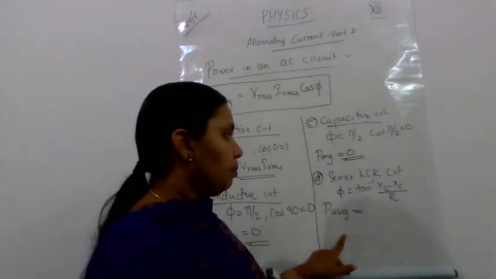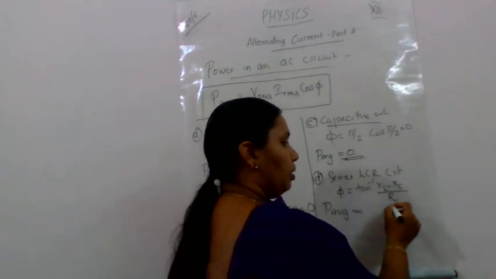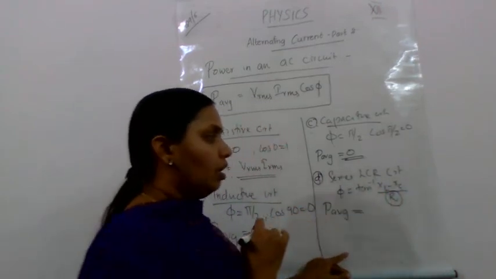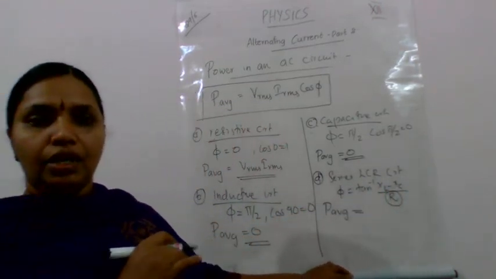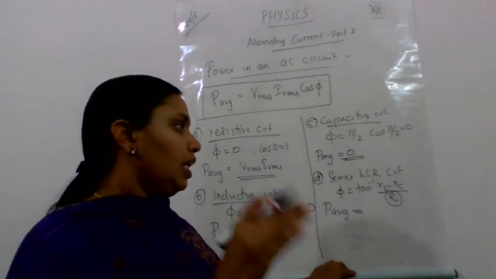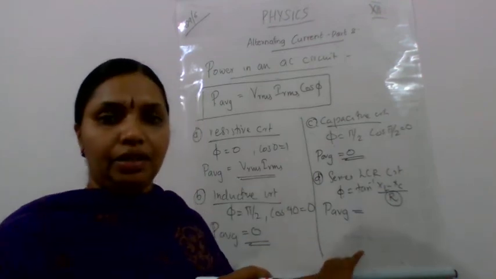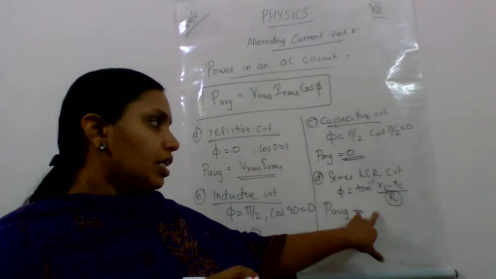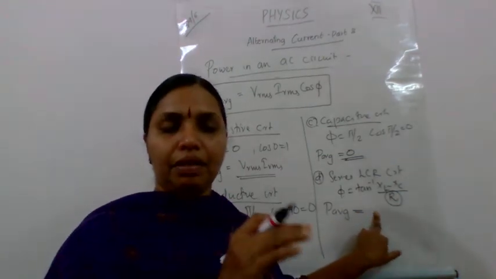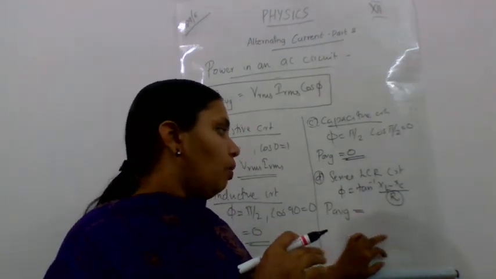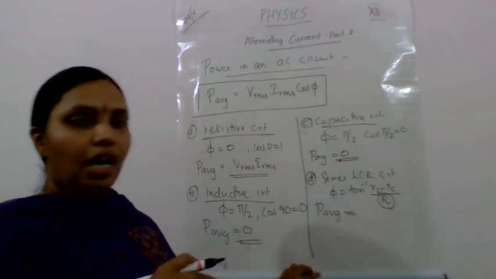So there is power consumption, and through which component? The power consumption is through the component R, the resistor. There is no power consumption across the capacitor and inductor. In a series LCR circuit, as a resultant case, there will be power consumption, and it will be only across the resistor R.